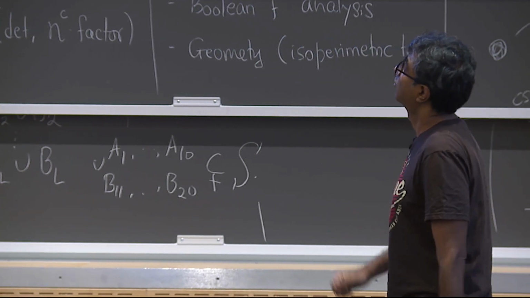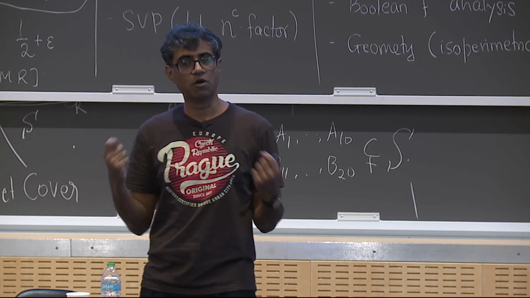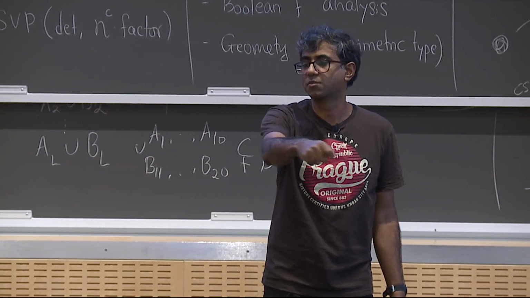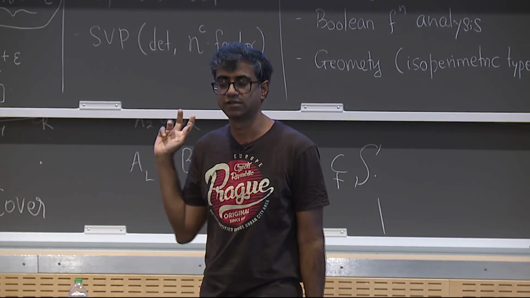So here is classical complexity. First let me define a non-deterministic Turing machine. It's a single tape, finite alphabet, finite state machine whose head can move left and right, only one cell at a time, but in each step the machine can branch into many states, right? Unlike a deterministic machine, which can only go to one state, in a non-deterministic Turing machine you should think of this as a branching tree. At any state, it can branch in many ways, and a run is successful if at least one of the branches is successful.